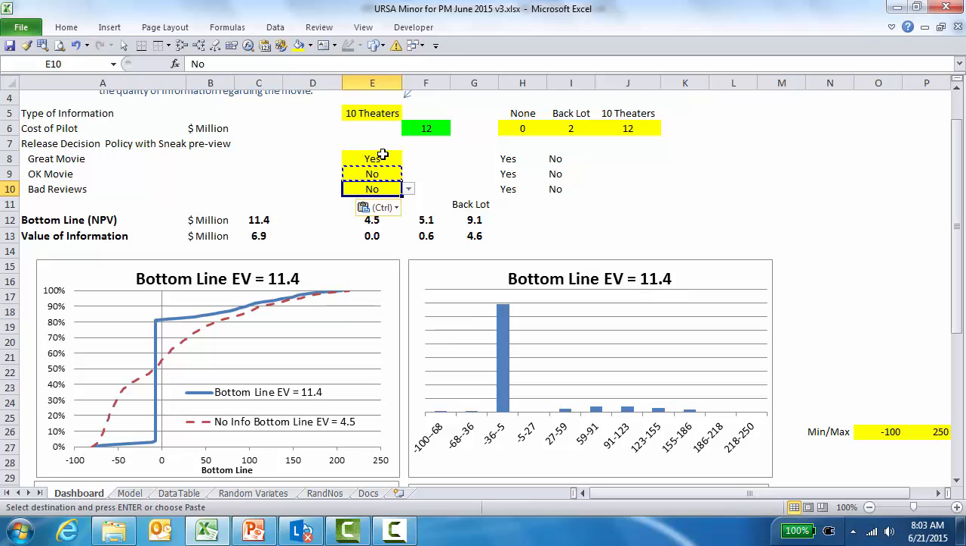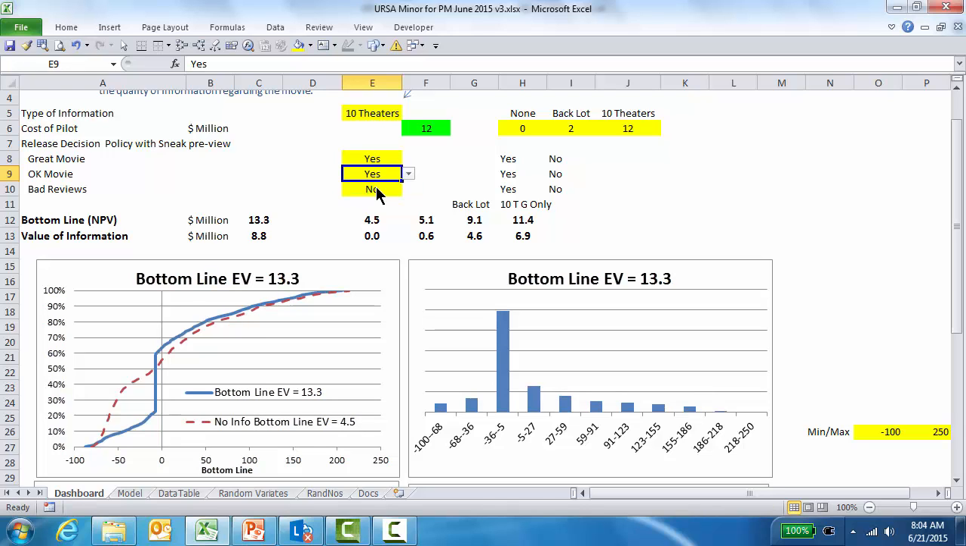And even just because of the accuracy of the good, now I'm releasing less often. I'm only releasing 20% of the time, but I'm only releasing good movies. That's because it's more accurate. And you'll see that my bottom line went up to 11.4, and my value of information is 4.6, which is bigger than the 4.6. So this is 10 theaters, good only, okay? I'll just abbreviate it that way. And if I came in here and also did the OK movie, now I'm up to 13.3 and 8.8.